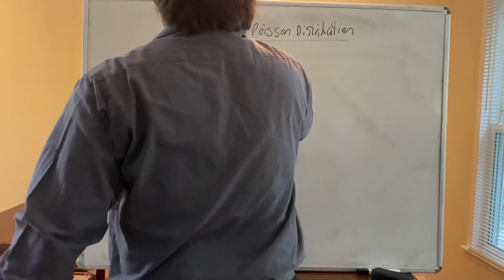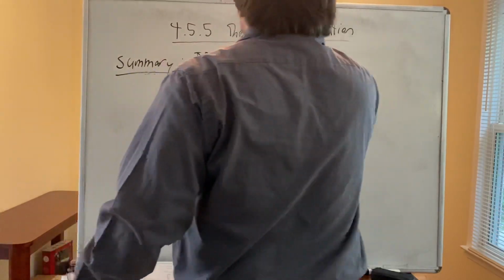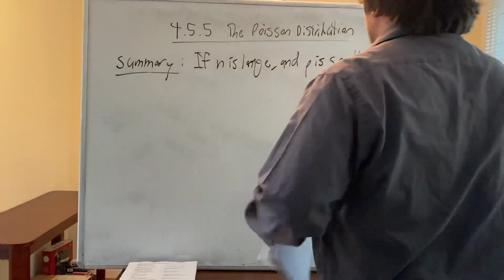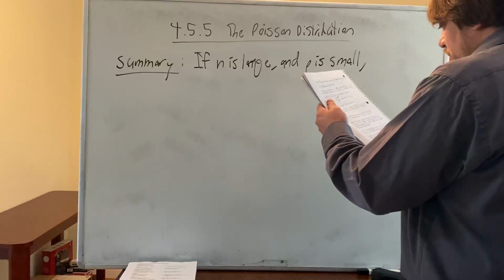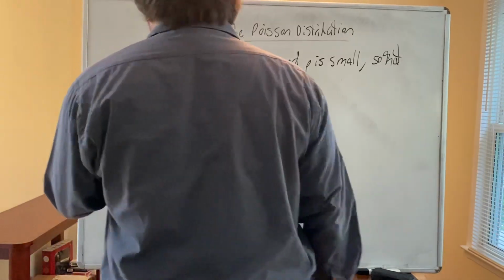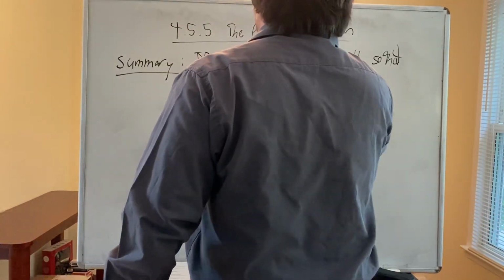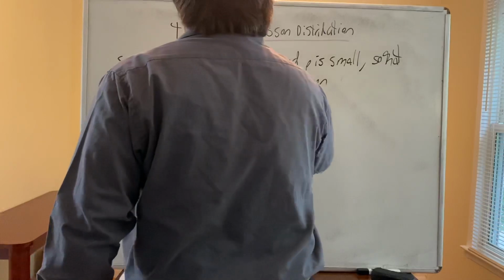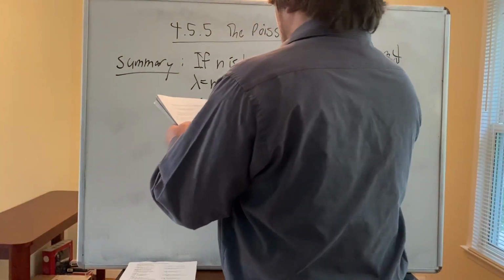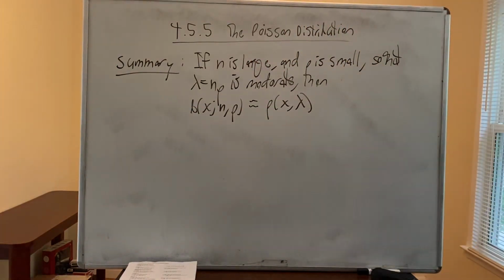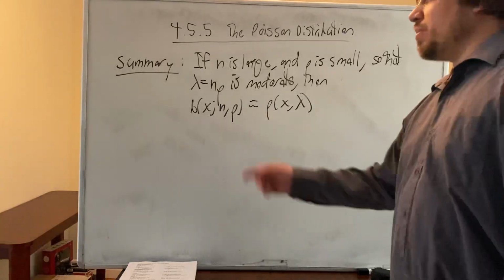Okay, so summary: if little n is large and little p is small, so that lambda equals np is moderate, then the binomial probability is approximately the Poisson probability. So if little n is large and little p is small, so that lambda equals np is moderate, then these two approximate the same.